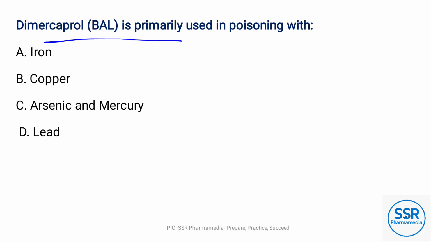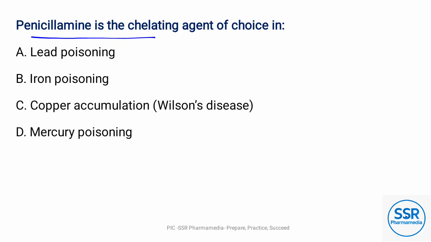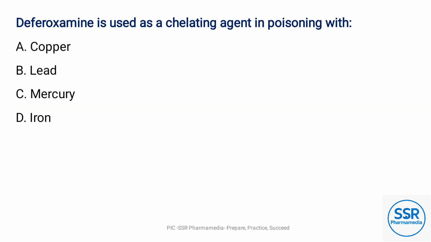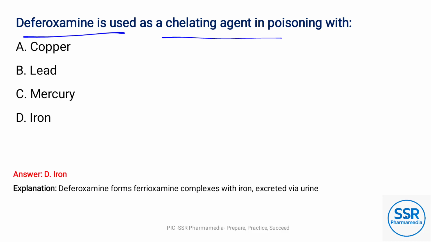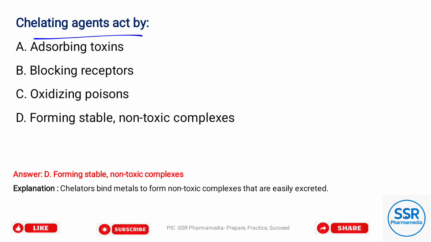Dimercaprol is primarily used in poisoning with option C, arsenic and mercury. Penicillamine is the chelating agent of choice in option C, copper accumulation. When copper accumulation increases, it is called Wilson disease. Deferoxamine is used as a chelating agent in poisoning with option D, iron. Chelating agents act by option D, forming stable and non-toxic complexes.